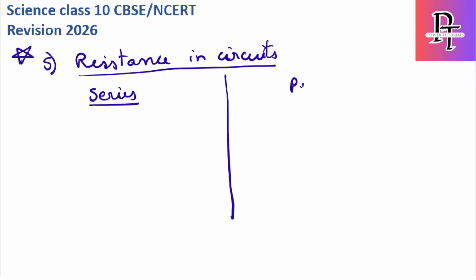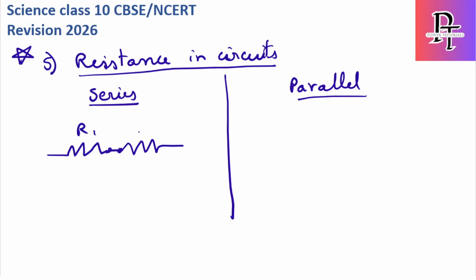As I mentioned, we have two things: series and parallel. For series, how to find whether the circuit is in series? The end point of one resistor should be connected with the start point of another resistor. Then we call the resistors to be in series.